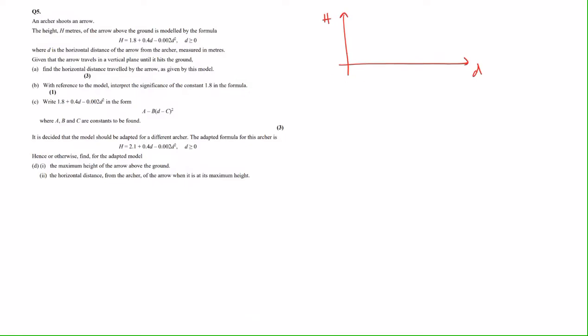There's actually an answer to one of the questions. It would have this kind of motion. So we're going to work with this equation that they've given us. And the first question says, given that the arrow travels in a vertical plane until it hits the ground, find the horizontal distance travelled by the arrow. So that is to say, when it hits the ground, the height is going to be 0. And what's the distance going to be? Well, if we use that equation, when h is 0, we get 1.8 plus 0.4d minus 0.002d squared is equal to 0.